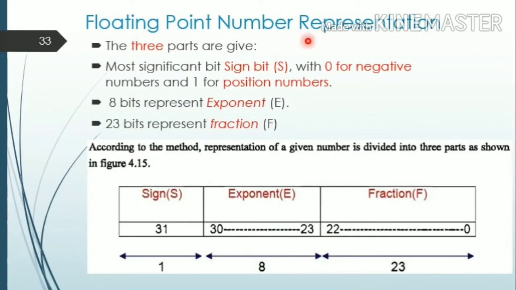In floating point number representation, three parts are given. The most significant bit is the sign bit, represented by S. You look at here, with 0 for positive numbers and 1 for negative numbers. Now 8 bits represent the exponent. You look at this part of the tabular form, that is the exponent, denoted by E. Now 23 bits represent the fractional part. See, here is the fractional part, bits 0 to 22, that is 23 bits, representing the fractional part.